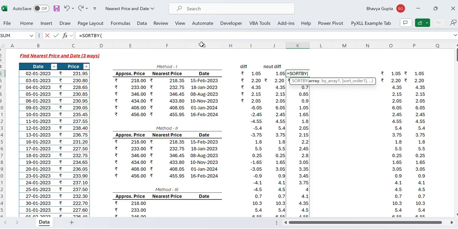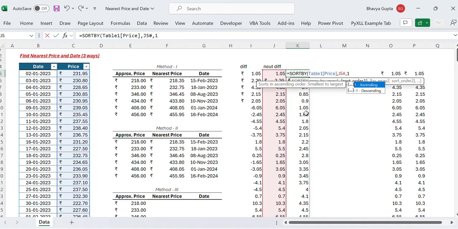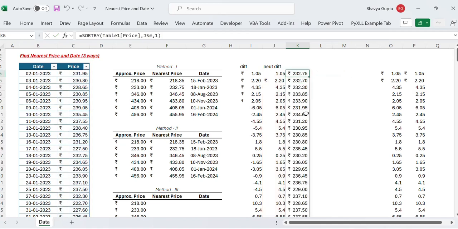SORTBY, and which array do we have to sort? We have to sort this array, that is price, because we are trying to extract this, comma, by which array? So we have to sort by this array, and SORTBY will sort them correspondingly. So it will sort the neutralized differences, and it will return the corresponding price column, right? And our sort order is ascending. Since these differences are positive, we are sorting in ascending order. Let's press enter. We get this in return, and the first price that we have here is 232.75, which is again exactly the same as here. So we are trying to extract this first price.